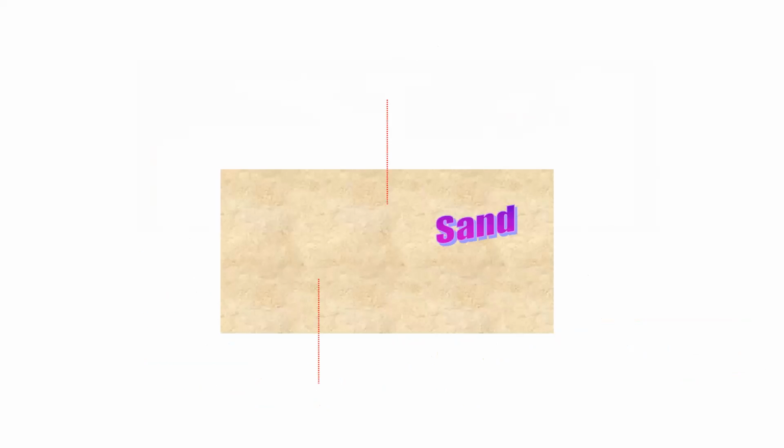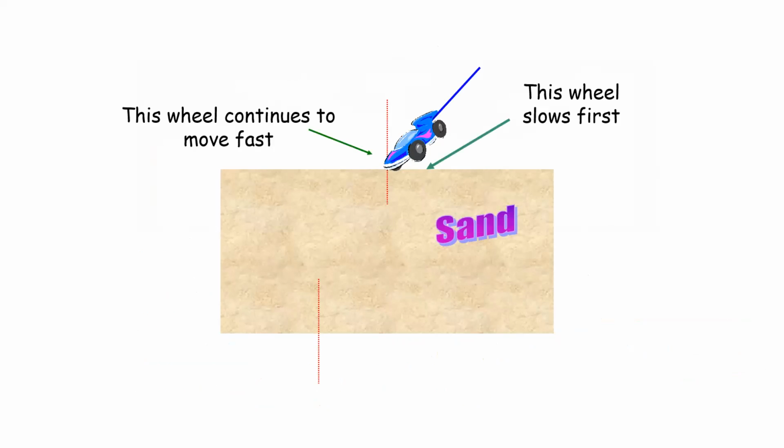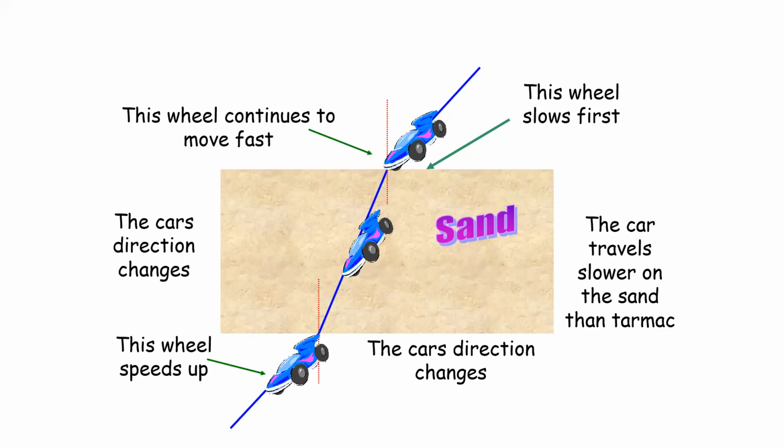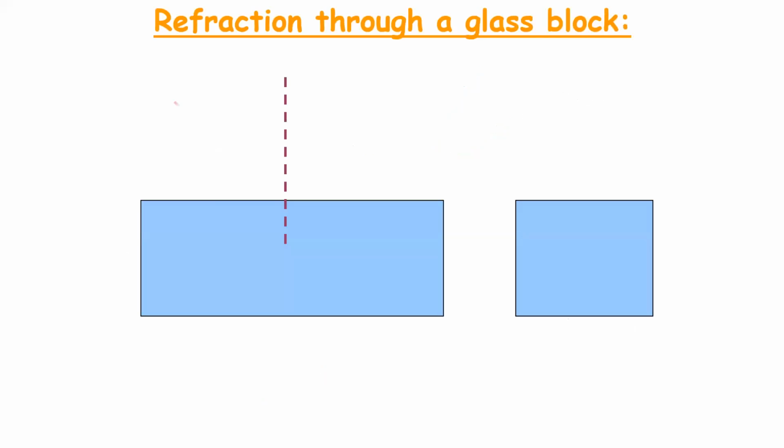For example, say you have sand and a car is moving towards the sand. When the car is on the track, it is moving faster. But as it enters the sand, the car will slow down, so it bends towards the normal. And the opposite will happen as it moves onto the track again. The speed will increase and it will bend away from the normal. The same concept applies to light as well.